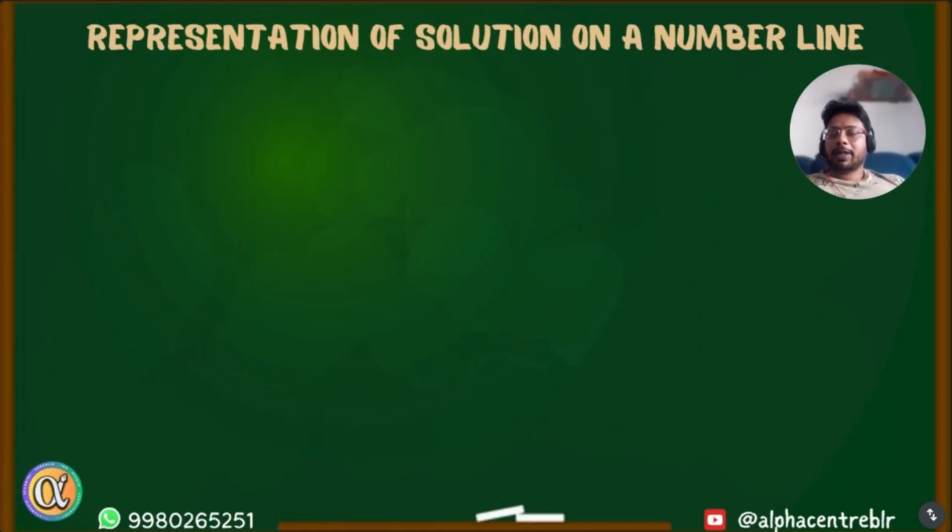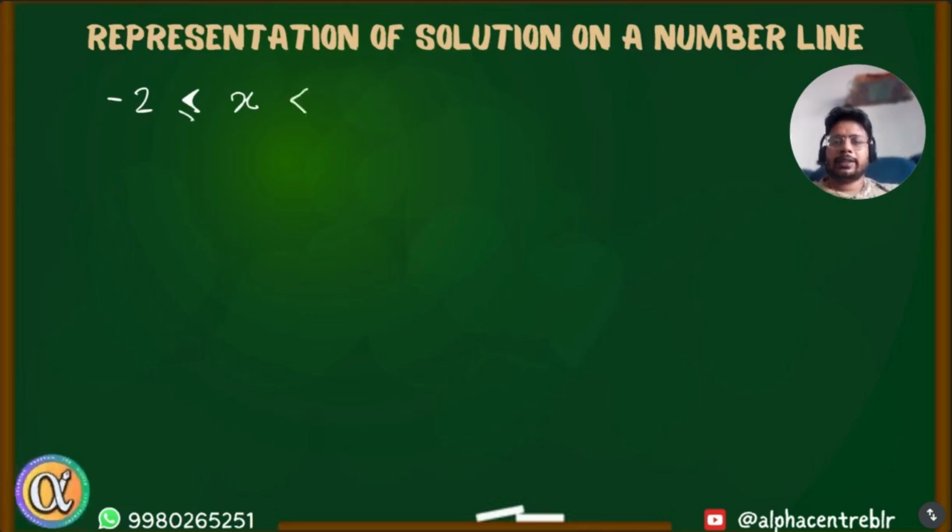Okay, so in this part of the chapter, we learn how to represent the solution of an inequation on a number line. Suppose we get a simple solution: -2 ≤ x < 5. Okay, so this is the solution range. Numbers lie between -2 and 5.